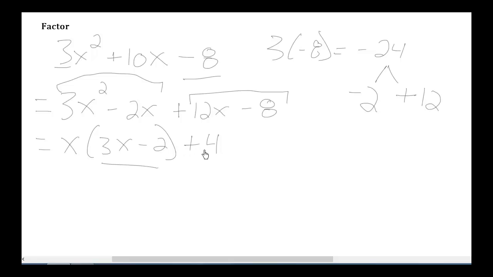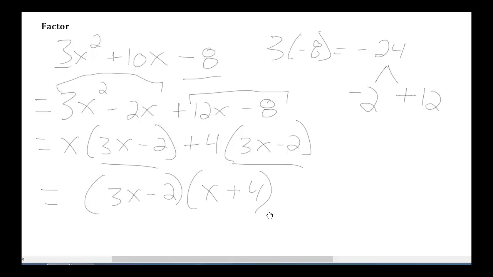You always got to have a plus or minus sign here. You're taking out something positive or negative every single time. So that's going to leave me with 3x minus 2. This is in common with this. Get it factored out. We get 3x minus 2, parenthesis, x plus 4. And now, my friends, you know how to factor general trinomials. And that is the end of this section.